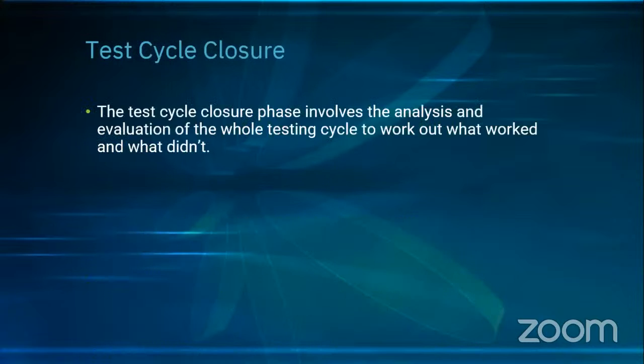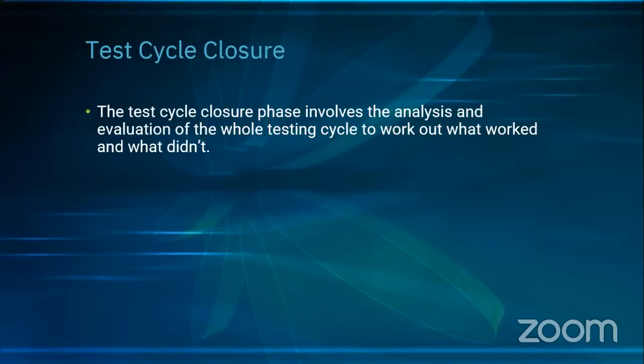And the last of it all is test cycle closure. What does this entail? Test closure activity. That is where it's coming from, the fundamental test process. You can see that I'm just going back to what these phases are. The test closure cycle phase involves the analysis and evaluation of the whole testing cycle to work out what worked and what didn't. That is test closure.